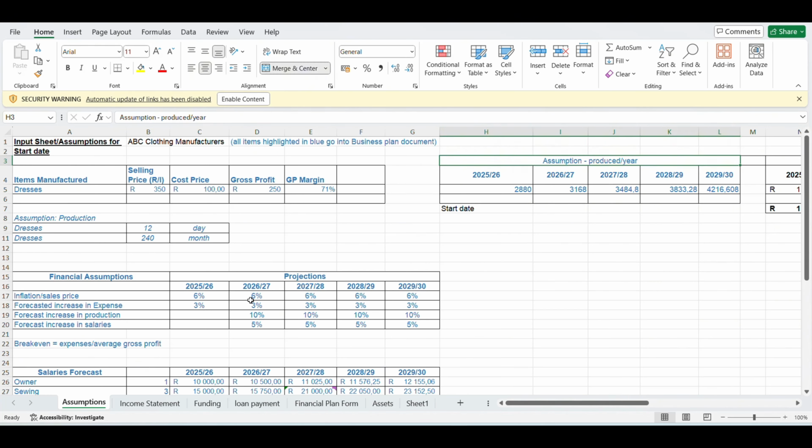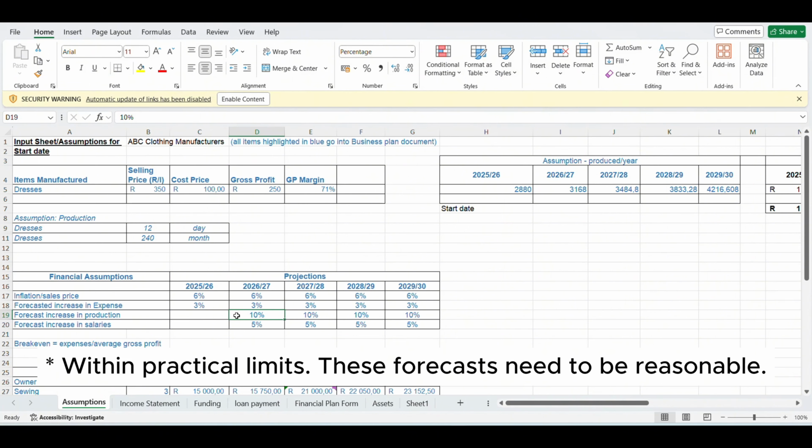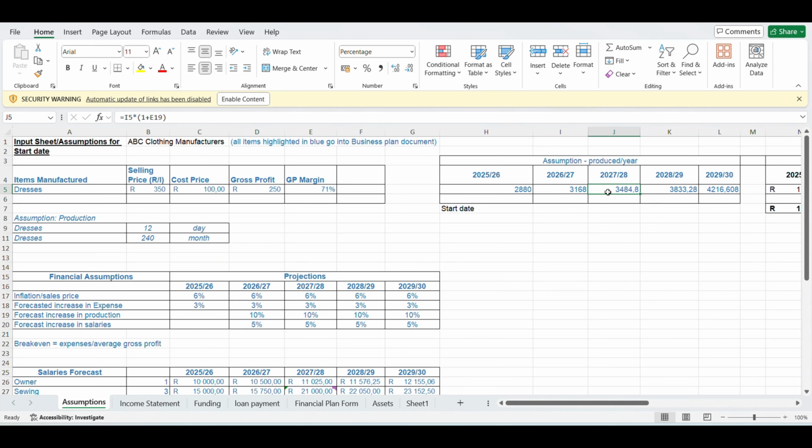So we say in the first year, if we say we're going to make 240 dresses per month, then for 12 months we will make 2,880 dresses. And then the next year, now remember we're doing projections, so we have to increase it for projection of say 10%. So we're saying the increase in production every year is going to be 10%. You can make it whatever you want to, right? These are assumptions. So similarly, each year there's a 10% increase in production of dresses.